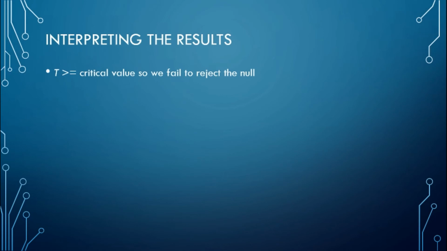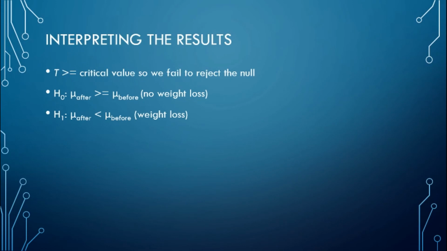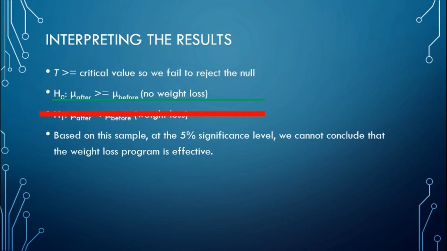The last thing we have to do is to interpret what this means. Here again are our null and alternative. Since we fail to reject the null, we instead reject the alternative. So we find that there is no significant weight loss effect from this program. Of course, we've only done one test, so we can't conclude anything definitively, but we might say that, based on this sample, at the 5% significance level, we cannot conclude that the weight loss program is effective.